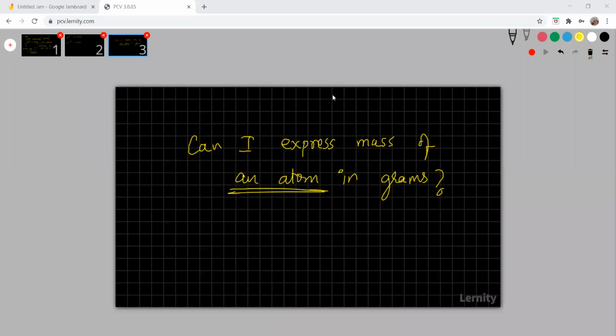Okay, my voice is not clear. Anshita and Olivia. Some background noise. Okay, let me check that. Anyway, so now listen here. The mass of an atom in grams, can I express? Let's just get back to the class. Can I express the mass of an atom in grams?